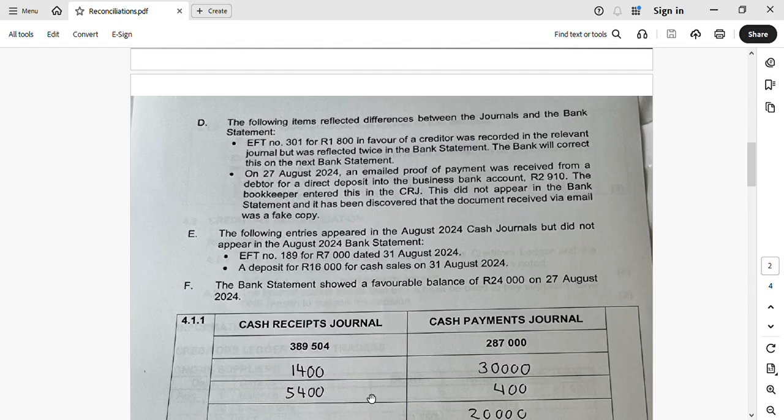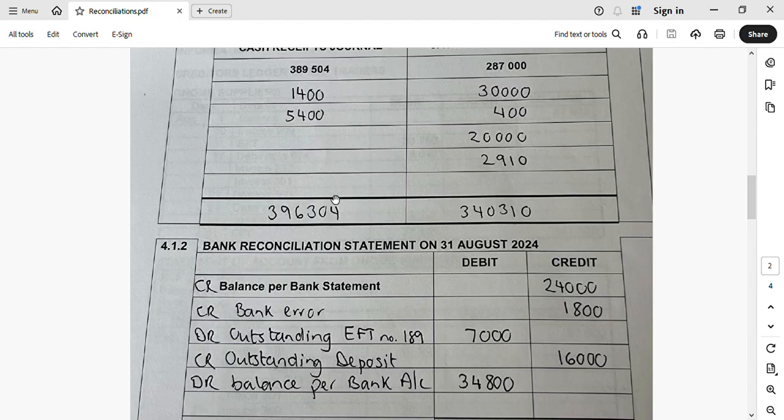Okay, then the following items reflected differences between the journals and bank statement. The first one, EFT number 301 for 1,800 Rand in favor of a creditor, was recorded in the relevant journal but was reflected twice in the bank statement, and the bank will correct it next month. So that means the bank decreased your bank account twice, and yet you were only supposed to have paid one EFT there. So therefore the bank has made the error. They took too much away from you, so that 1,800 Rand they owe back to you.